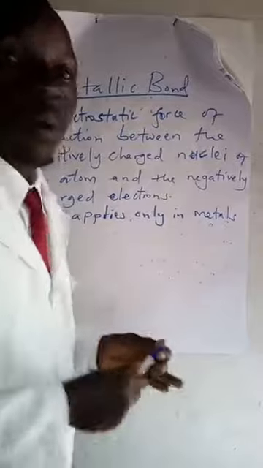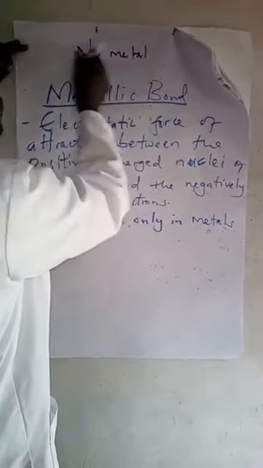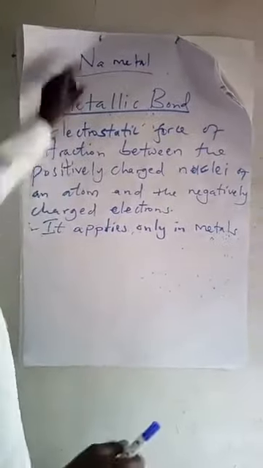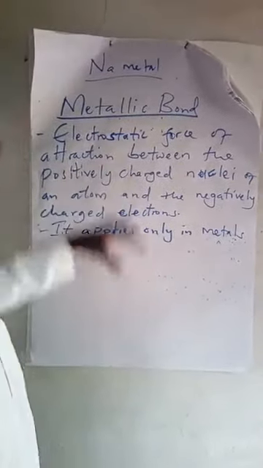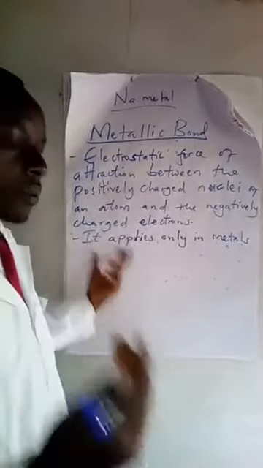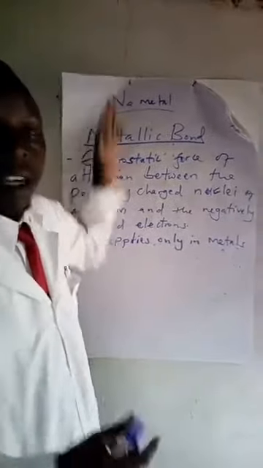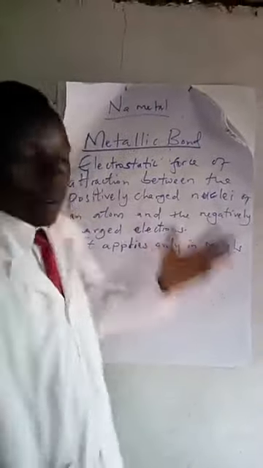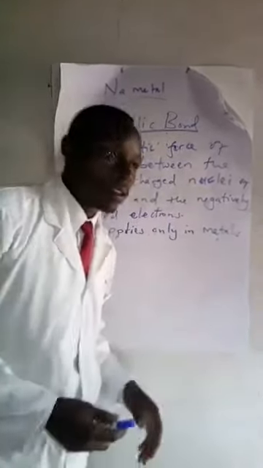For example, when you say sodium metal, it consists of several atoms of sodium. When you say magnesium metal, it consists of several atoms of magnesium. So sodium metal, several atoms of sodium. Magnesium metal, several atoms of magnesium. Aluminium metal, several atoms of aluminium, and so on for the rest of the other metals.